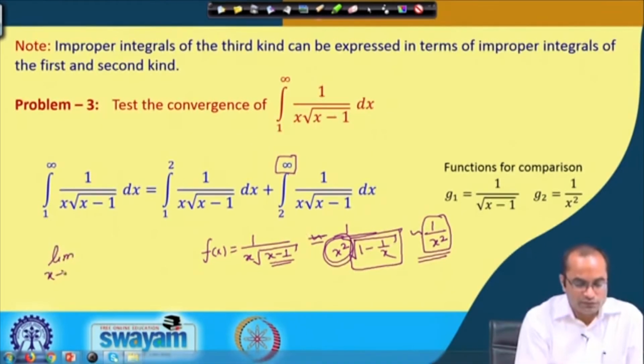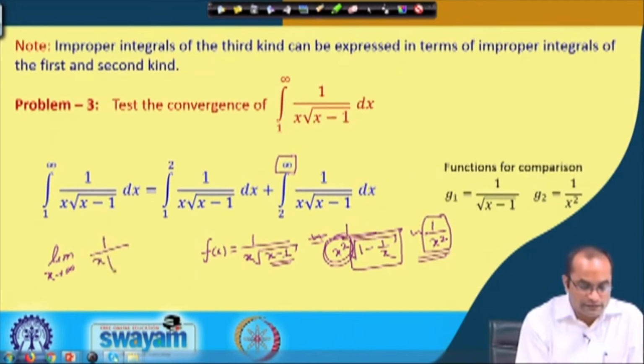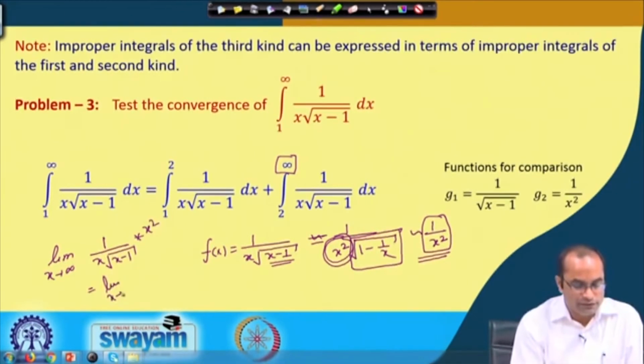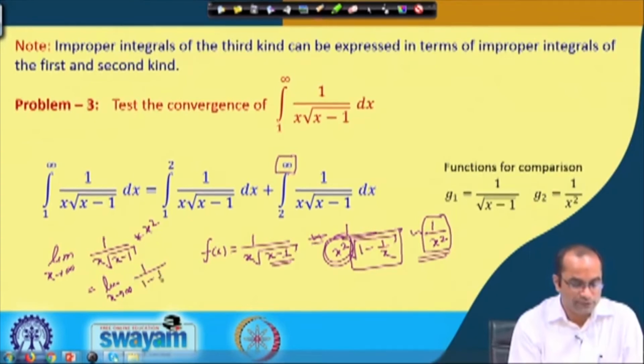So, limit x goes to infinity of f(x) over g(x). The f(x) was 1 over x times the square root of x minus 1, and g(x) again 1 over x squared. So, we have x squared there. This is the limit as x goes to infinity, and again we will take x common. So, x squared will get cancelled, and we have 1 minus 1 over x under the square root. As x goes to infinity, this will approach 1.